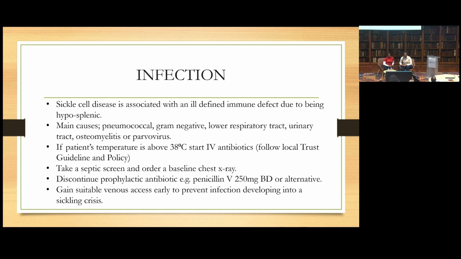Take a septic screen and order a baseline chest x-ray. Discontinue prophylactic antibiotics, e.g. penicillin, for patients who are already on penicillin V, or alternative antibiotics. Gain suitable venous access early to prevent infection developing into sickle crisis.